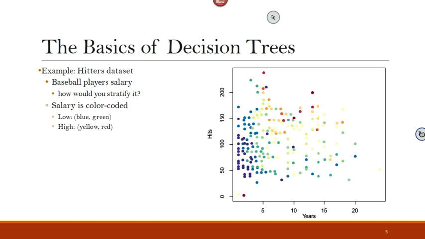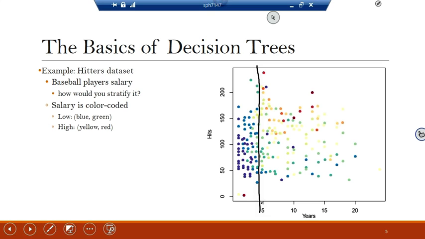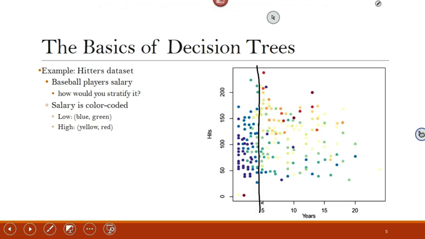Around 5? Yes? Okay, so if we go in here, pretty much the 5 years of experience, and you see in here we see a lot of blue and green, right? And the rest of the area, we kind of have a mix of all colors, but pretty much the majority are yellow and red. A lot of yellow actually, right?